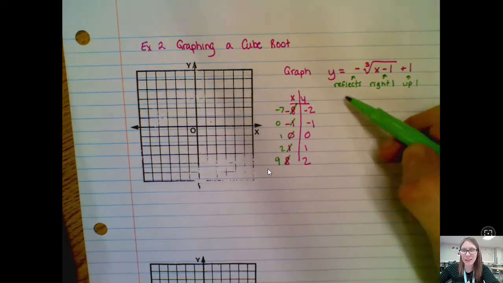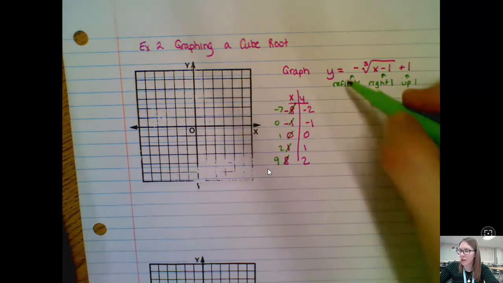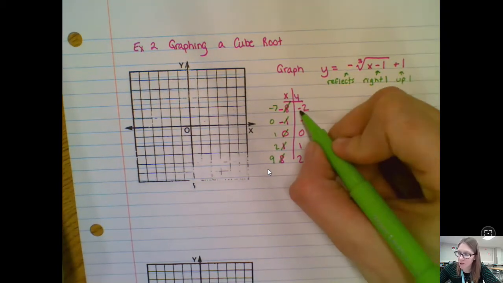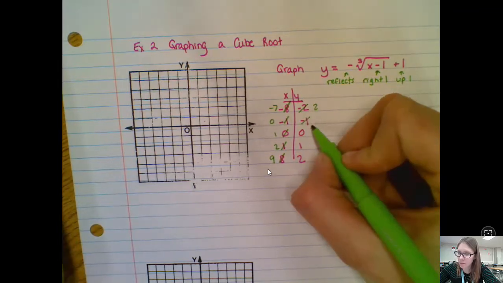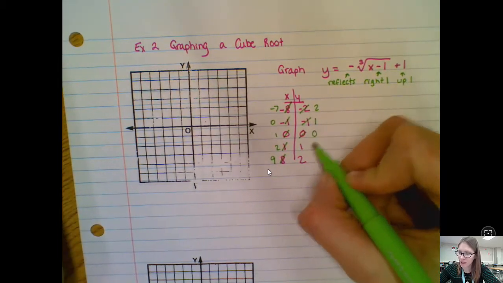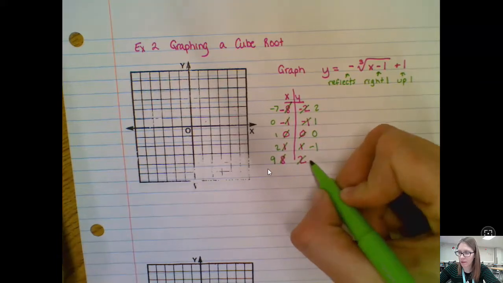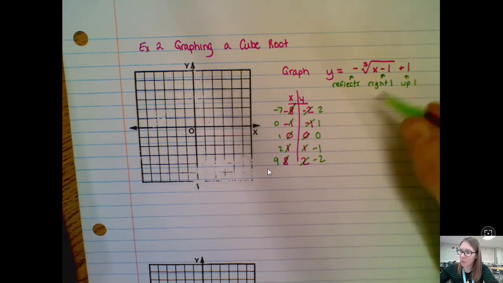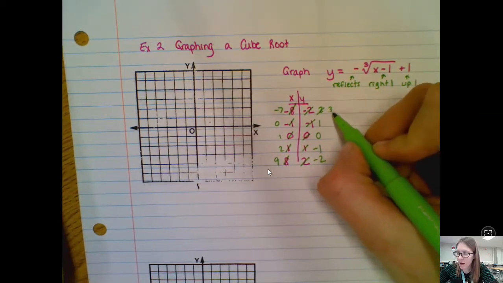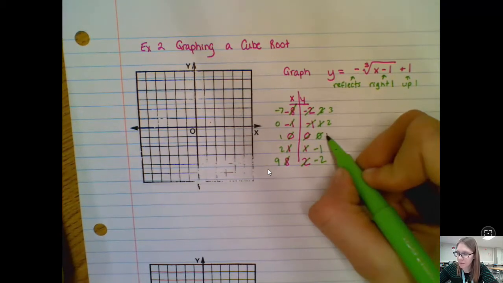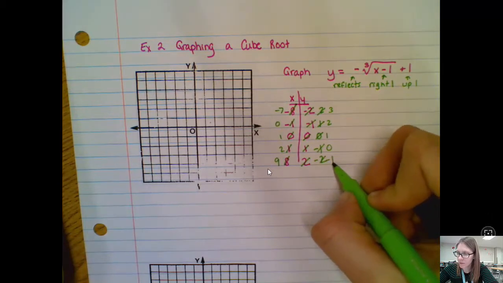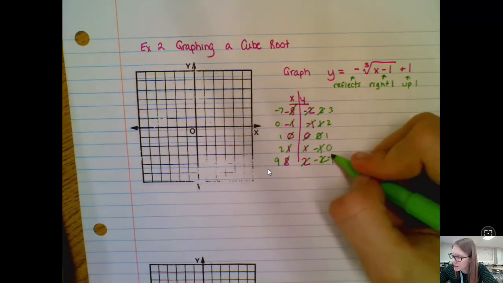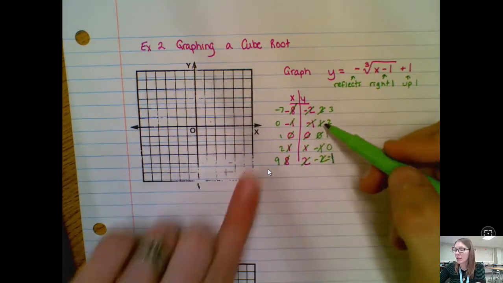And then reflecting over the x-axis affects our y values. All of our y values we need to take the opposite sign of. So this would become positive 2, positive 1, stays 0, negative 1, and then negative 2. Move up 1 now, we add 1 to each y value. And then these would be my points. This is a negative 1 here. These would be my new points that are graphed.